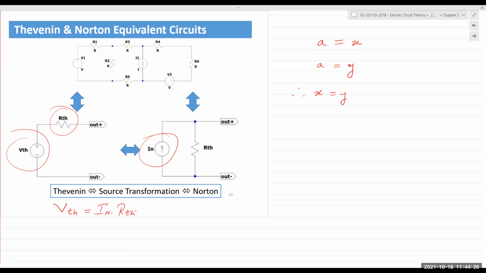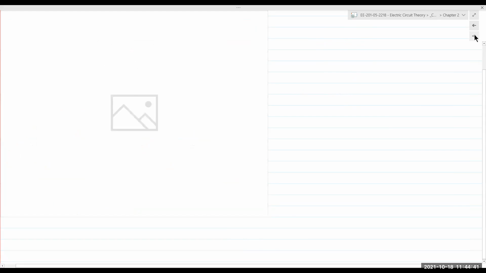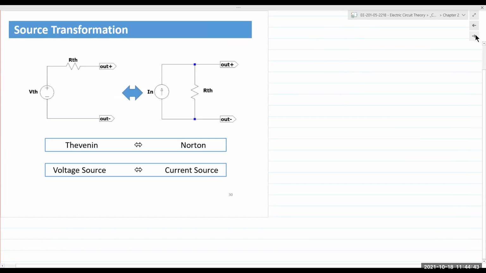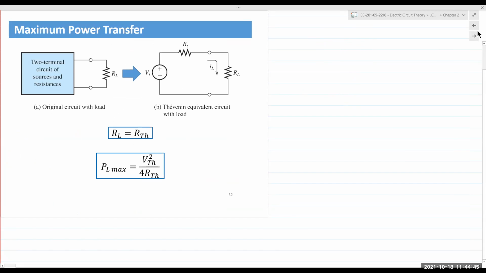So now, I've been talking about this as an important concept. Let me give an example of where and how and why we would use a Thevenin and Norton circuit. And for that, I'm going to go to the end of the chapter, to the maximum power transfer theorem.